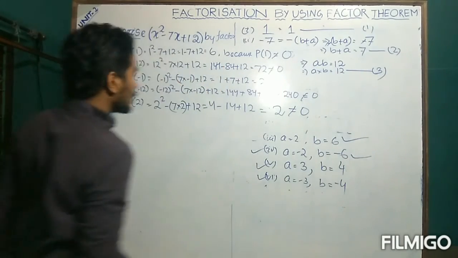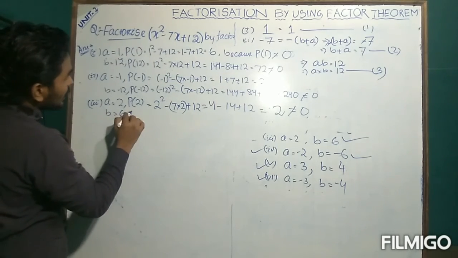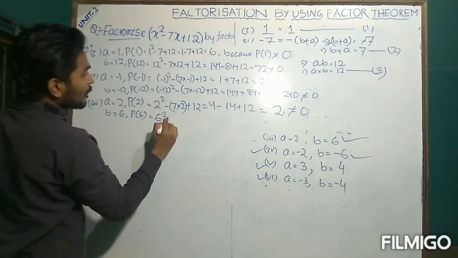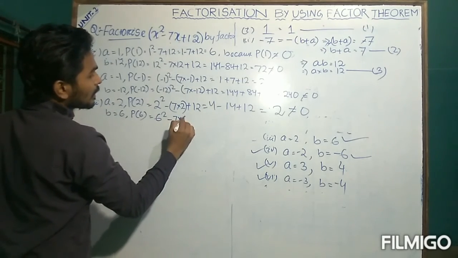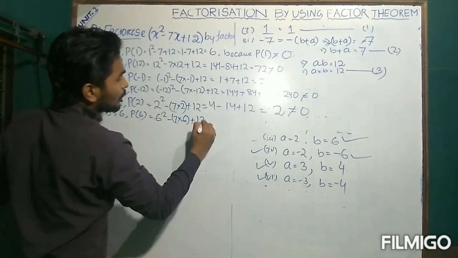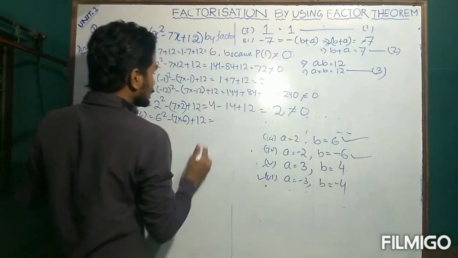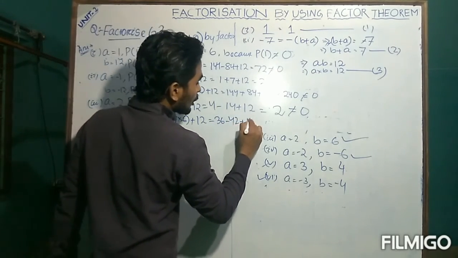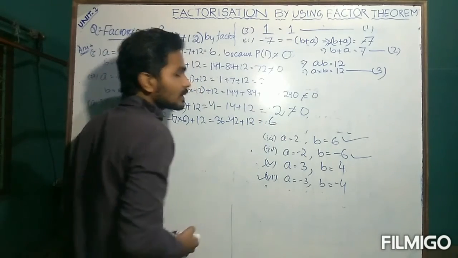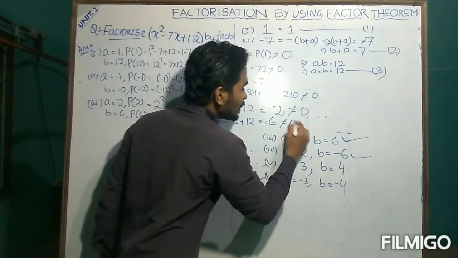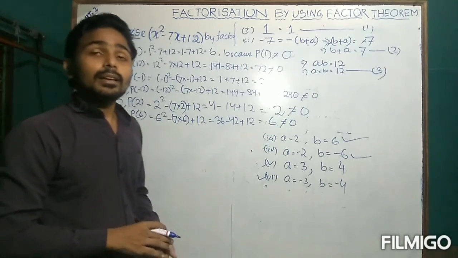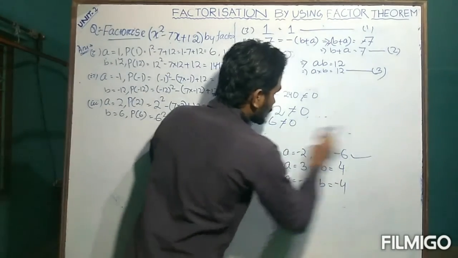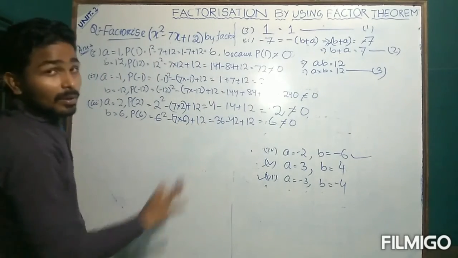Let us check with b is equal to 6. So b is equal to 6. Let us find the value of p of 6. It will be 6 square minus 7 into 6 plus 12. Then 6 square is 36 minus 7 6 are 42 plus 12, it is equal to 6. That means it is also not equal to 0. Then we can say b is equal to 6 is not a factor of the polynomial. So the assumption 3 also doesn't hold good.